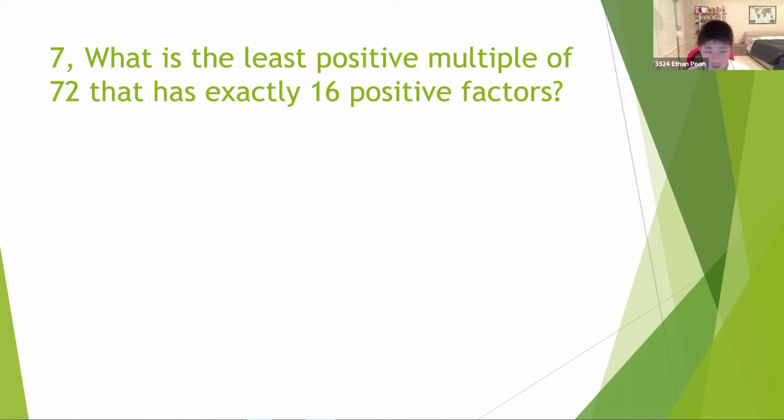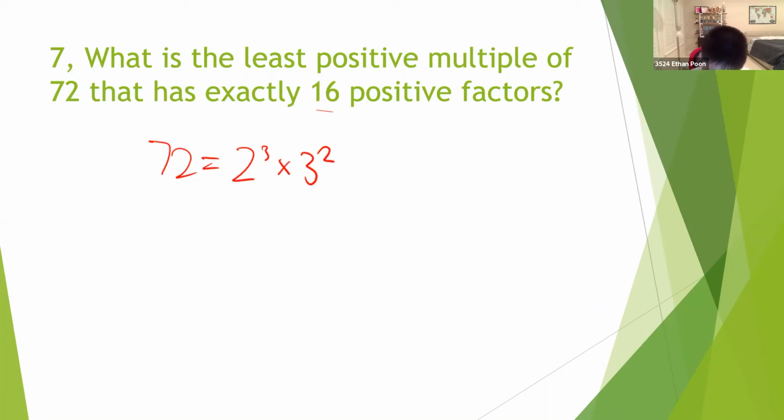So I think I've given enough time, so I'm going to start explaining this problem. What is the least positive multiple of 72 that has exactly 16 positive factors? 72 has a prime factorization of 2 to the third times 3 to the second. So you have (3 plus 1) times (2 plus 1), which is 4 times 3, equals 12. That's not 16, so we can rule that one out.